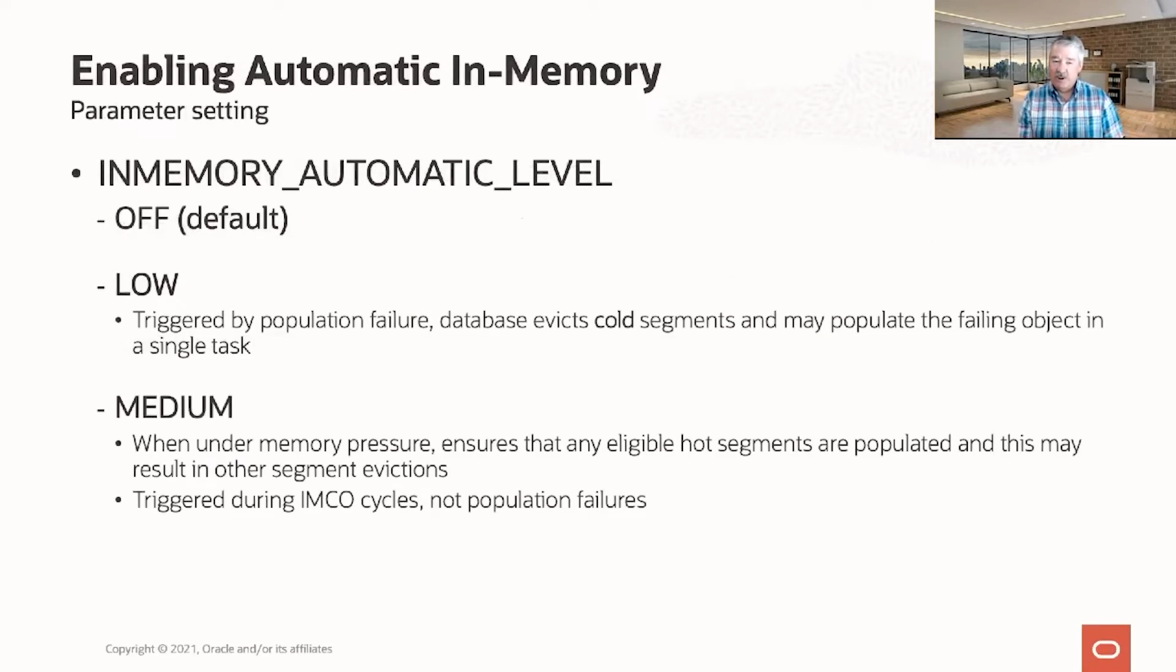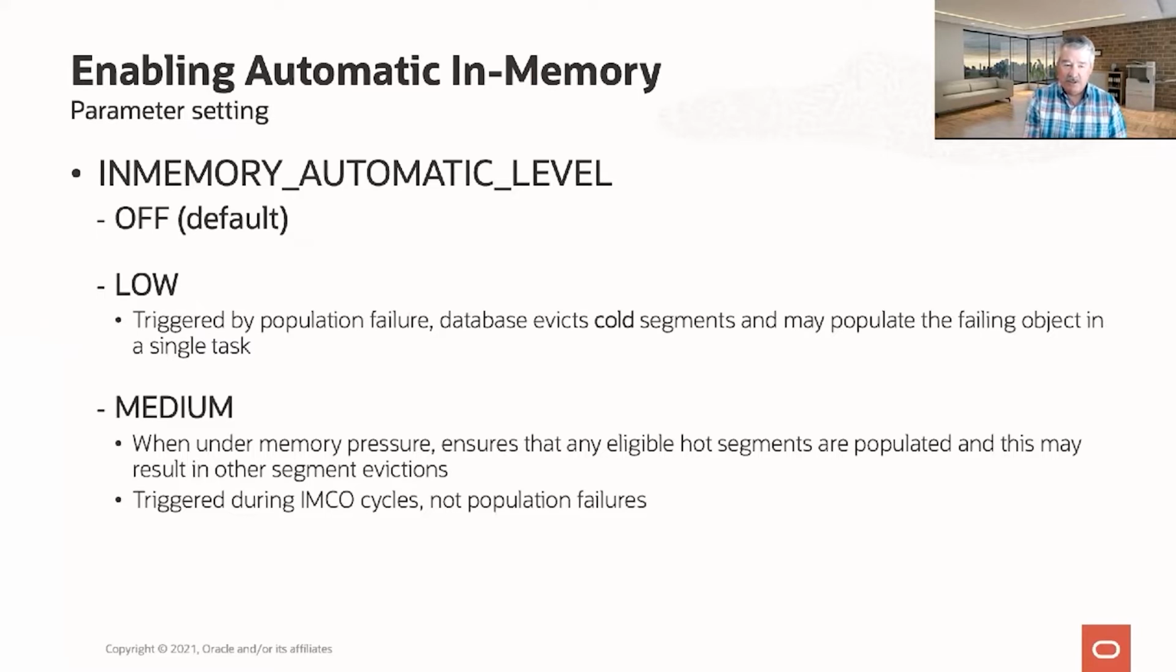All of this is controlled with an initialization parameter called in-memory automatic level. That's where I was headed before I got that slide there. I probably should have changed the order. Anyways, by default, it's off, so you have to enable automatic in-memory. Like a lot of things with Oracle Database, you actually have to take action to enable it. Initially in 18C, we had only the low and medium levels, and the idea was that you could choose the level of activity that you wanted automatic in-memory to manage.